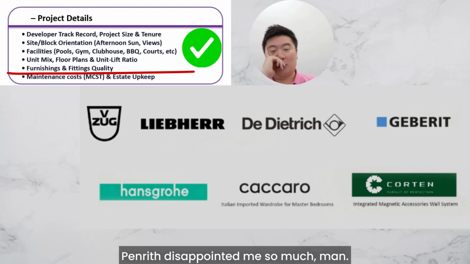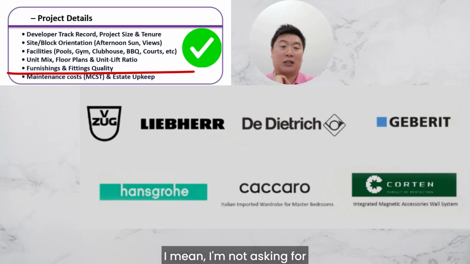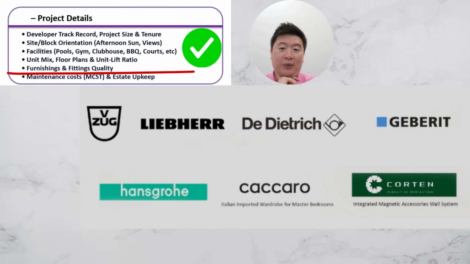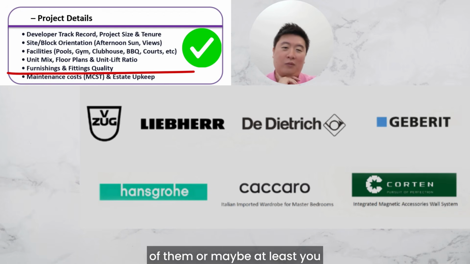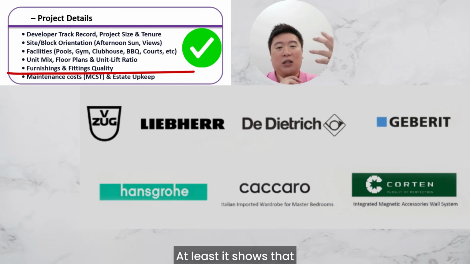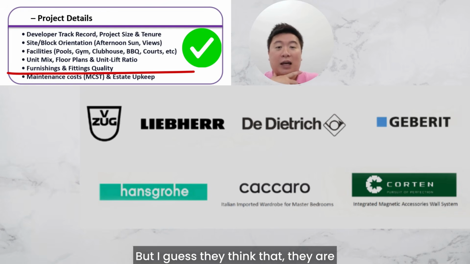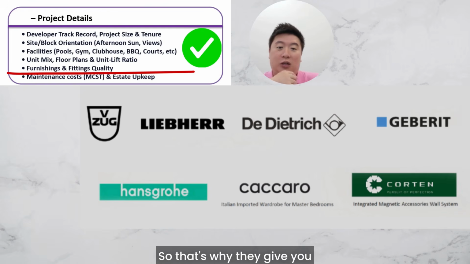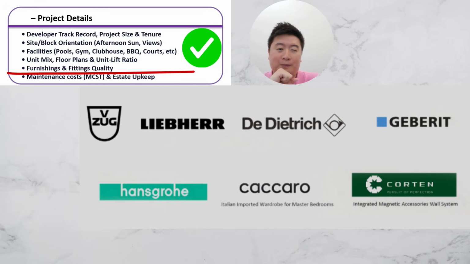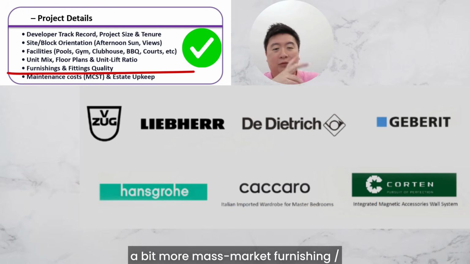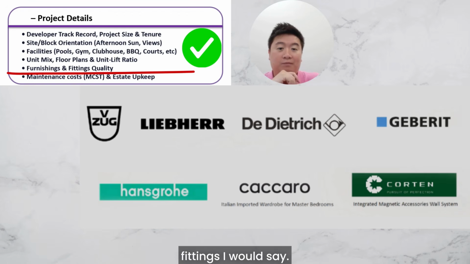Penrith disappointed me so much, man. I'm not asking for this level of fittings, but at least maybe half of them, or at least try to give them to the bigger rooms. At least it shows that you're not cutting corners. But I guess they are confident that Penrith can sell, so that's why they give you a bit more mass market furnishing and fittings, I would say. Yeah. Anyway, let's talk about maintenance costs.